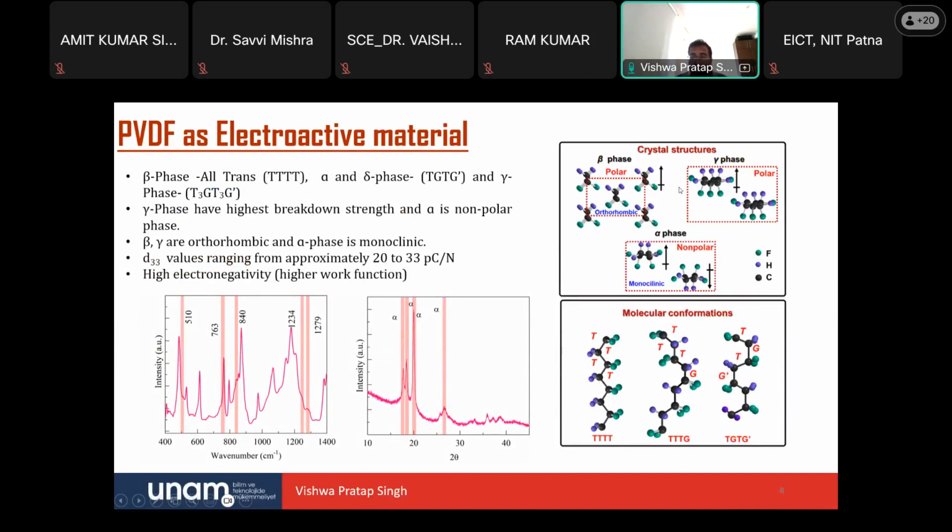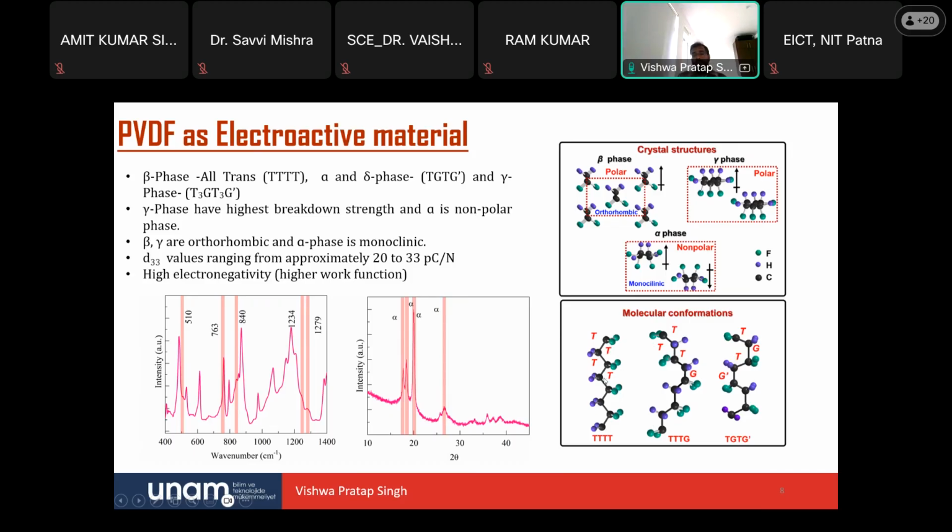So we are here talking about the conformation. Alpha has a trans-gauche anti conformation, and delta has a mixed one. Gamma also has a mixed one, but beta has an all-trans conformation. So what happens in all trans?